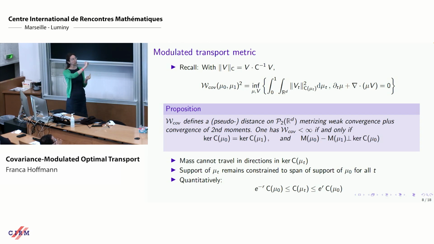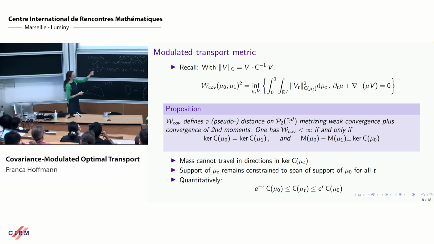So if the difference of the two means is part of the kernel of the covariance of the starting point or the end point, then also you cannot achieve the transport. So these are the conditions. If this is satisfied, then you have a finite distance, and then you can ask the question of the geodesics and what exactly they're doing.